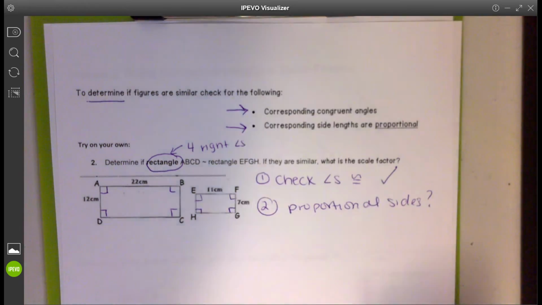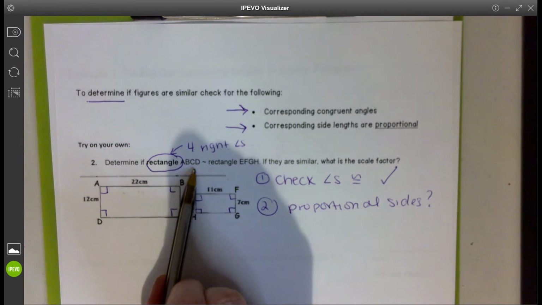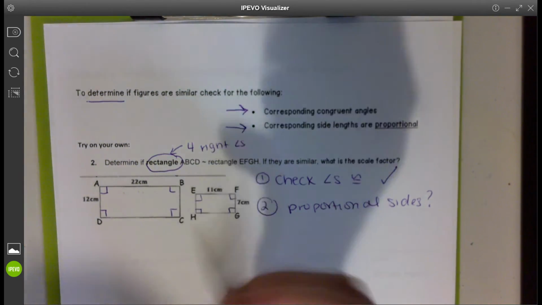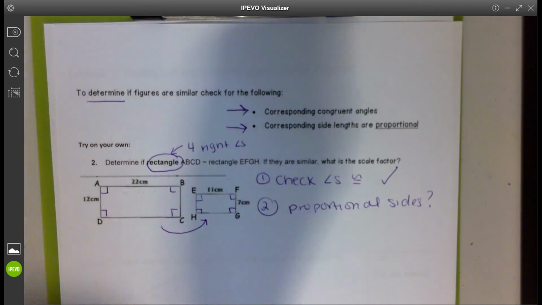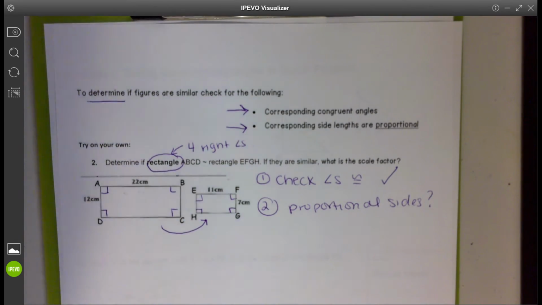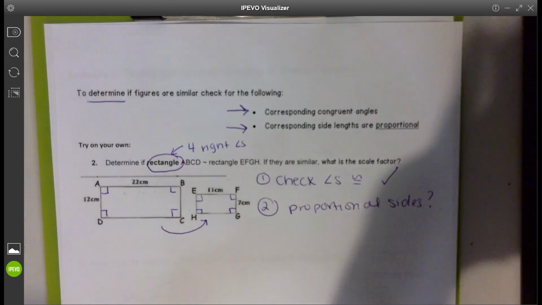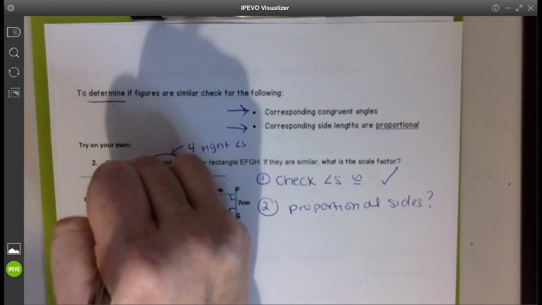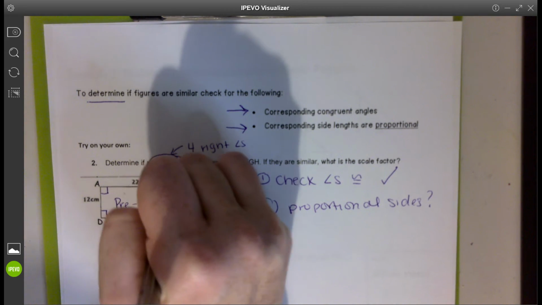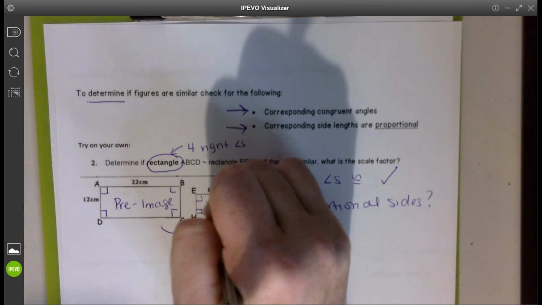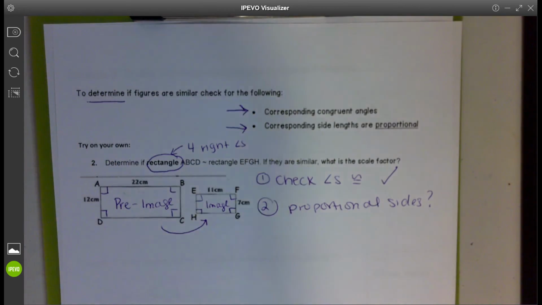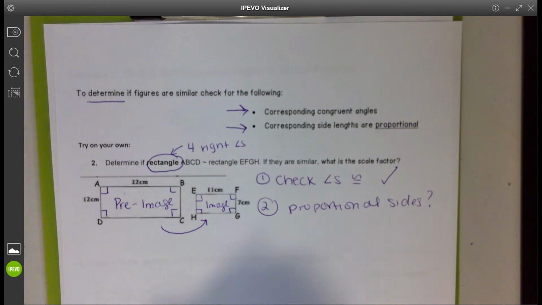All right, so again, remember how we read this. This is our original image, and this is our new image. So we're going in this direction. So looking at this picture, I'm going to label my very first picture. What am I going to call this? Is this my pre-image or my image? All right, this is my pre-image. This is what I started with. And this is my image. Now that's going to help us set up our ratios and find our scale factor.